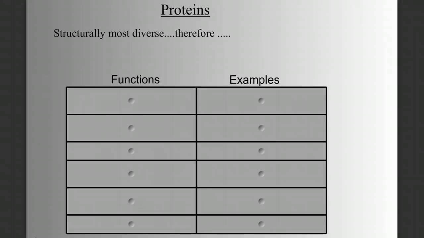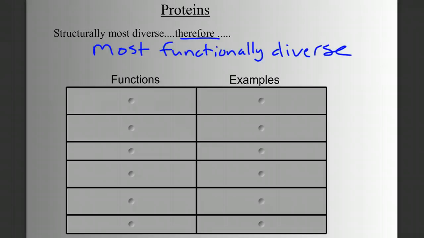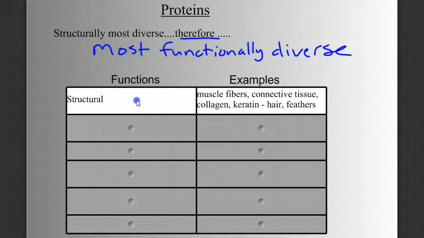Proteins are structurally the most diverse of the biomolecules, and we should know by now that if they're structurally the most diverse, therefore they should also be, that's right, functionally the most diverse. So let's look at some examples of some functions of proteins. Well, structural. We build out of protein. For example, muscle fibers and connective tissue, collagen and keratin, which makes the hair and feathers. So it's a building material.